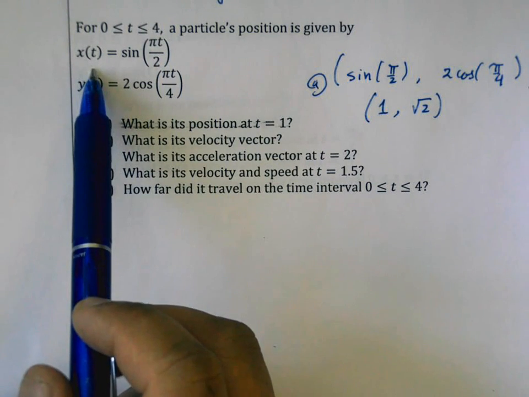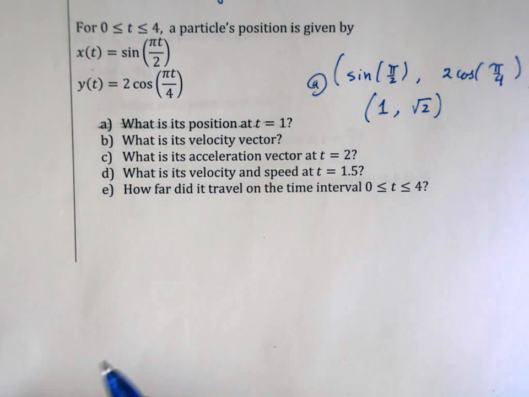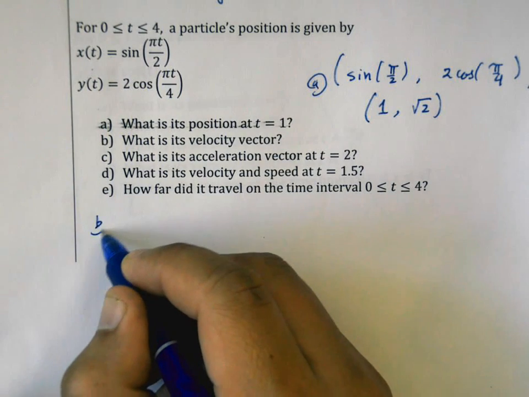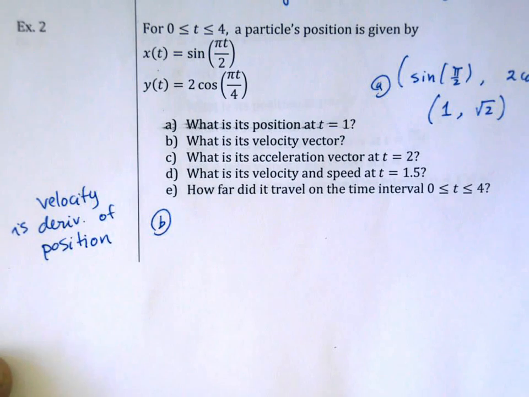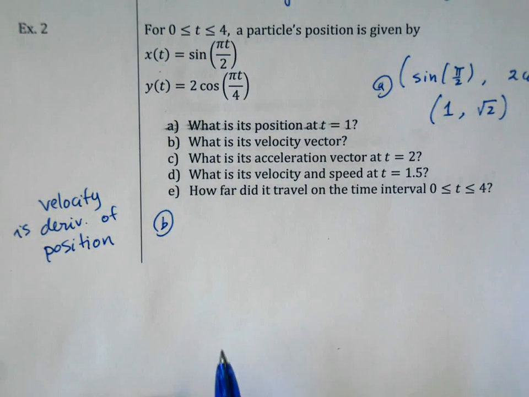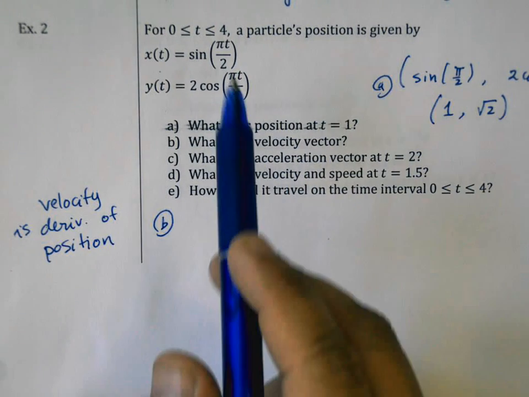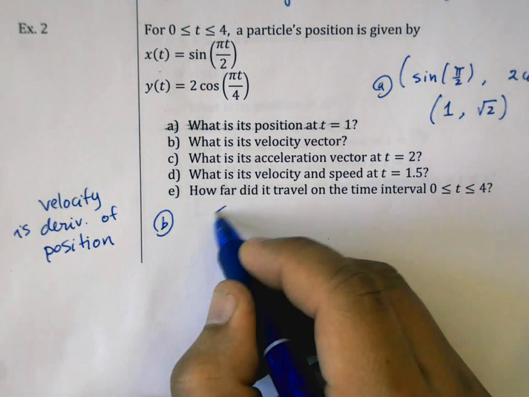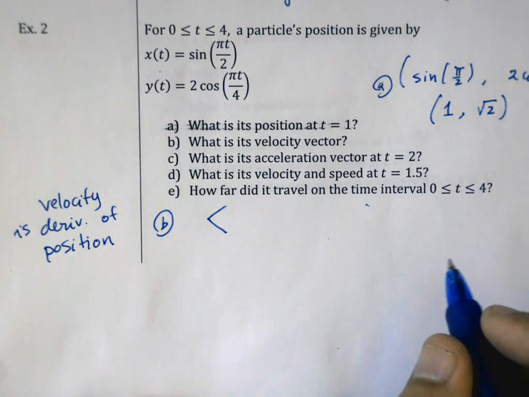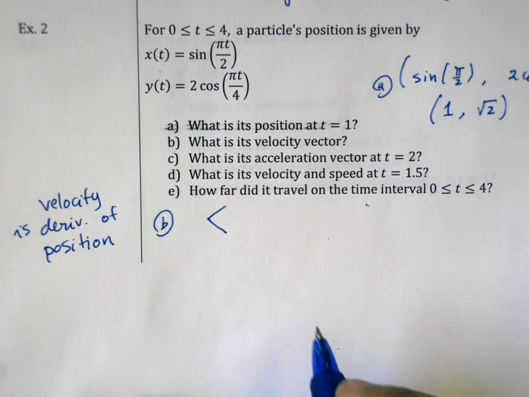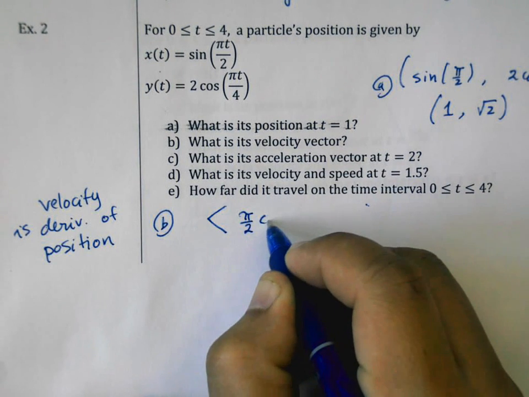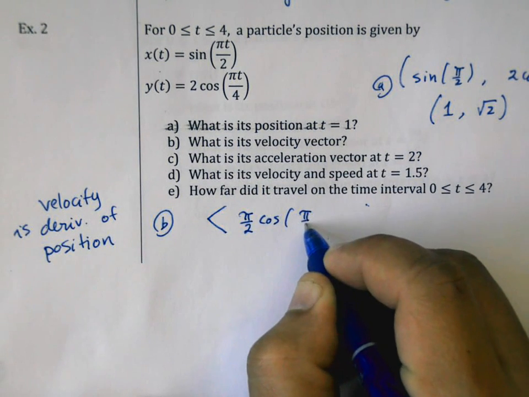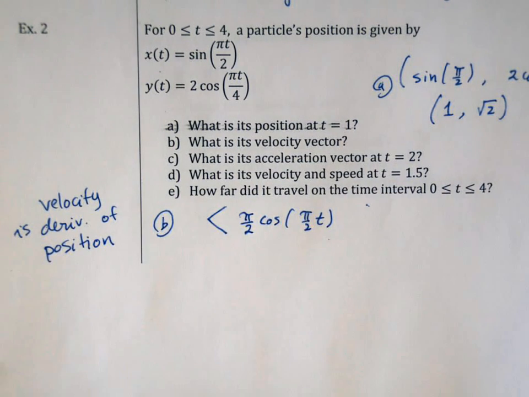B, what is its velocity vector? Now, these two parametric equations give me the position at any time, and if I want to find the velocity vector, well, remember that velocity is the derivative of position. So if we want to find the velocity vector, we just take the derivative of both of these functions, the function for x and the one for y. Derivative of sine of pi over 2 t is pi over 2 cosine pi over 2 t. So don't forget to apply the chain rule.